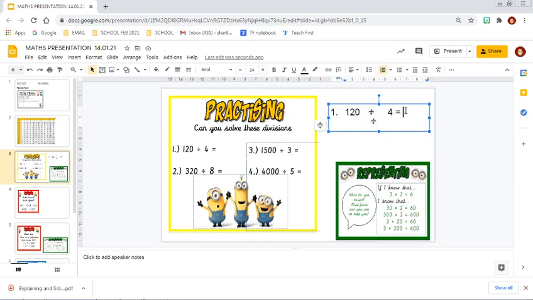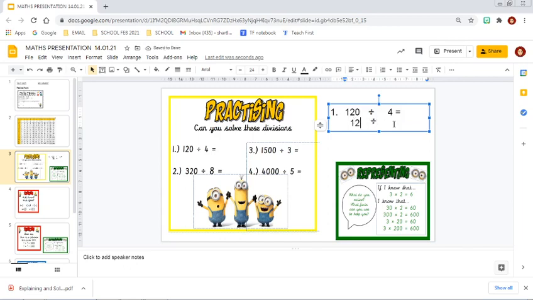120 divided by 4 equals. In order to answer that fact, I'm going to start by making 120 10 times smaller. And in order to do that, if you have a place value grid, all of your digits will move one place to the right. You will find that your 2 10s now becomes 2 1s and your 100 now becomes 10. So 120 divided by 10 to make it 10 times smaller is 12.